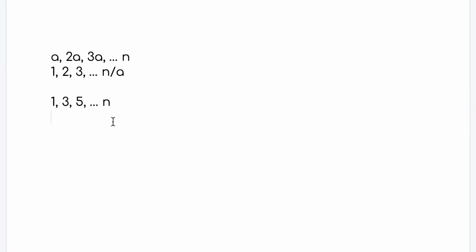Then, if we go up to n, we're going to add 1 to all of them. So that's going to give 2, 4, 6, all the way up to n plus 1. And then we divide it all by 2, so that's going to be 1, 2, 3, up to n plus 1 over 2. So there are n plus 1 over 2 numbers in this list here.